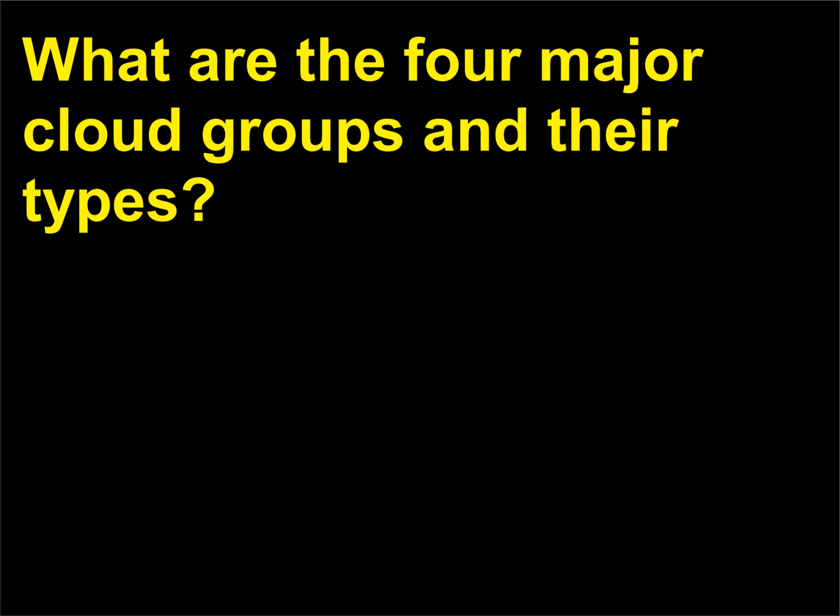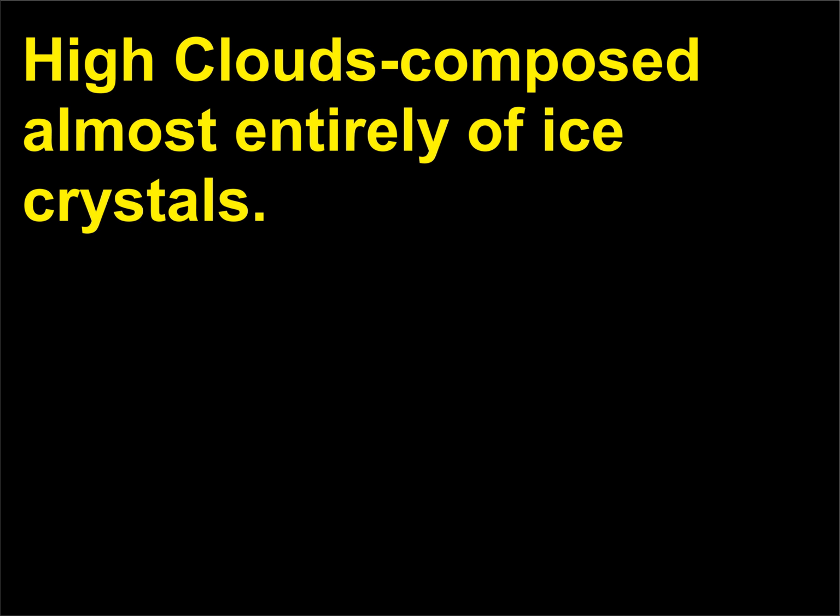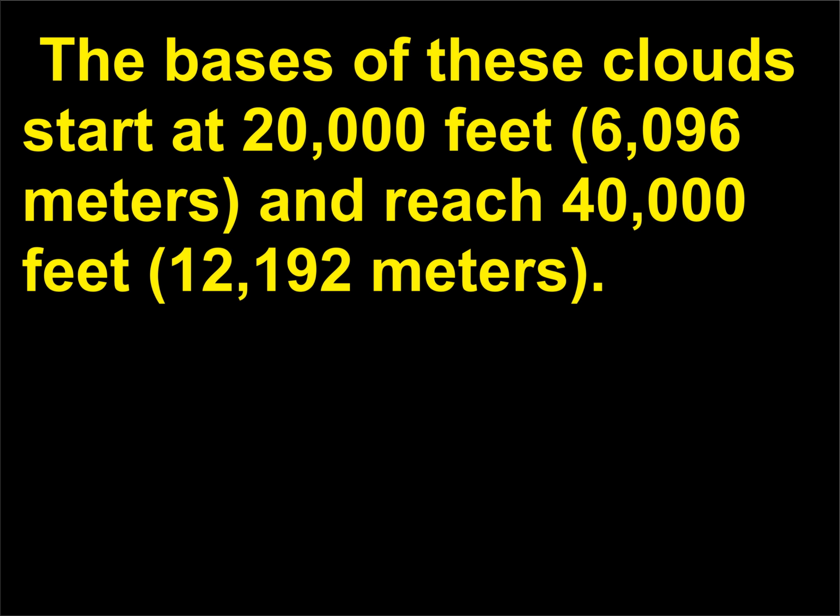What are the 4 major cloud groups and their types? High clouds are composed almost entirely of ice crystals. The bases of these clouds start at 20,000 feet, 6,096 meters, and reach 40,000 feet, 12,192 meters.